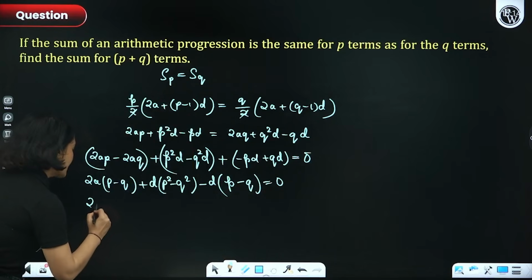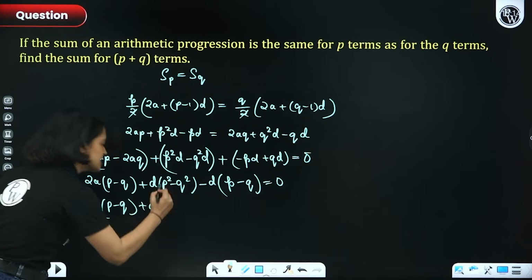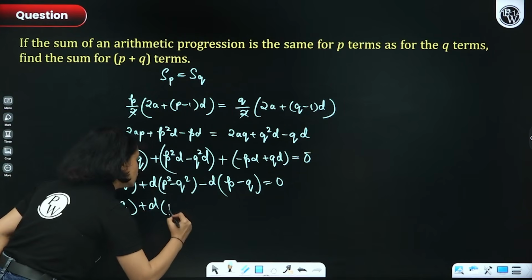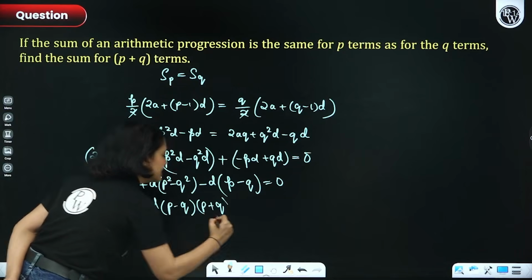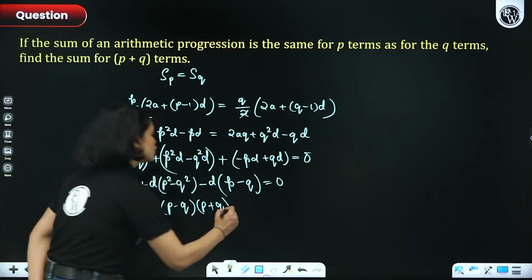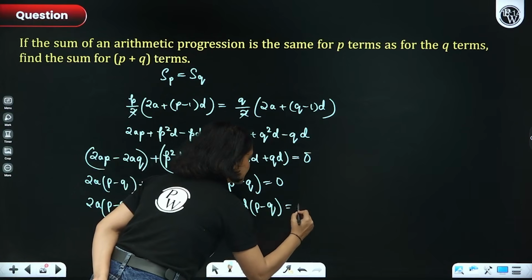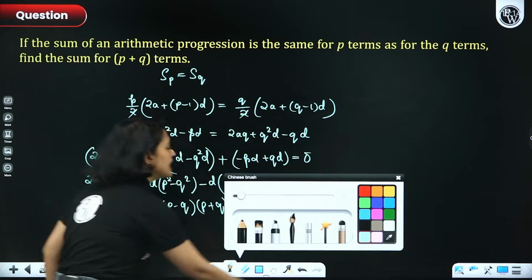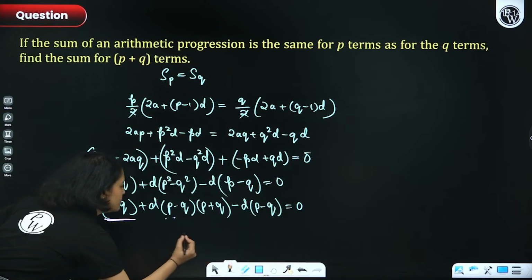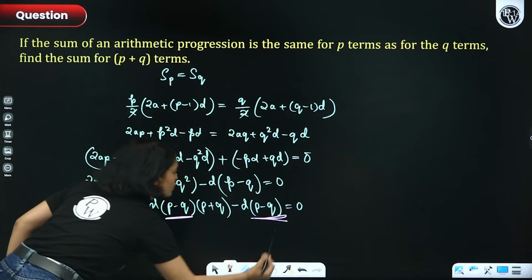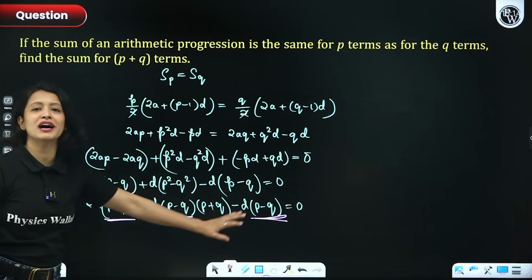Now, I'm going to look at the second term here, which has p square minus q square, and I'm going to write it as p minus q into p plus q. Can I not do that? I can, using the identity. So, minus D, p minus q. Now, everyone, we are getting somewhere. Notice that in this expression there are 3 terms, and in all 3 terms p minus q is coming out to be the same.